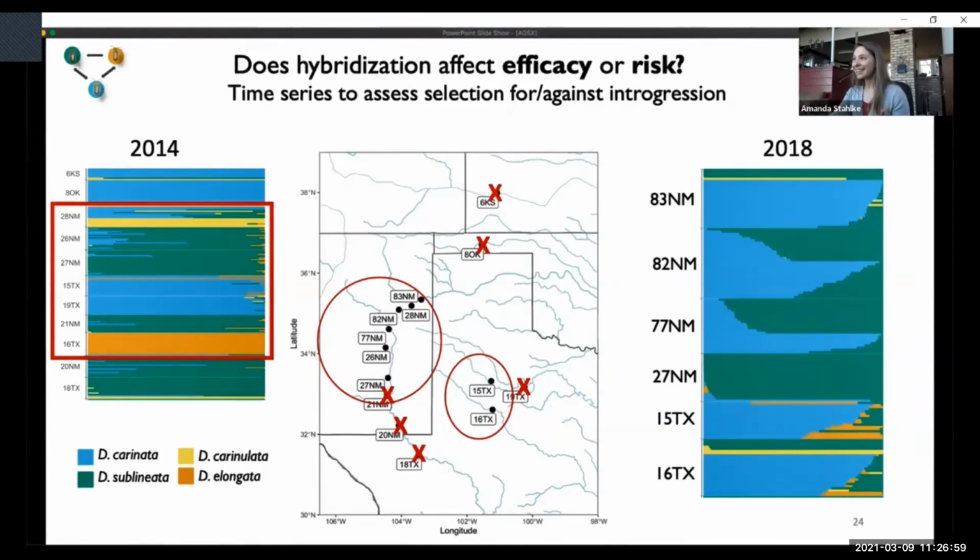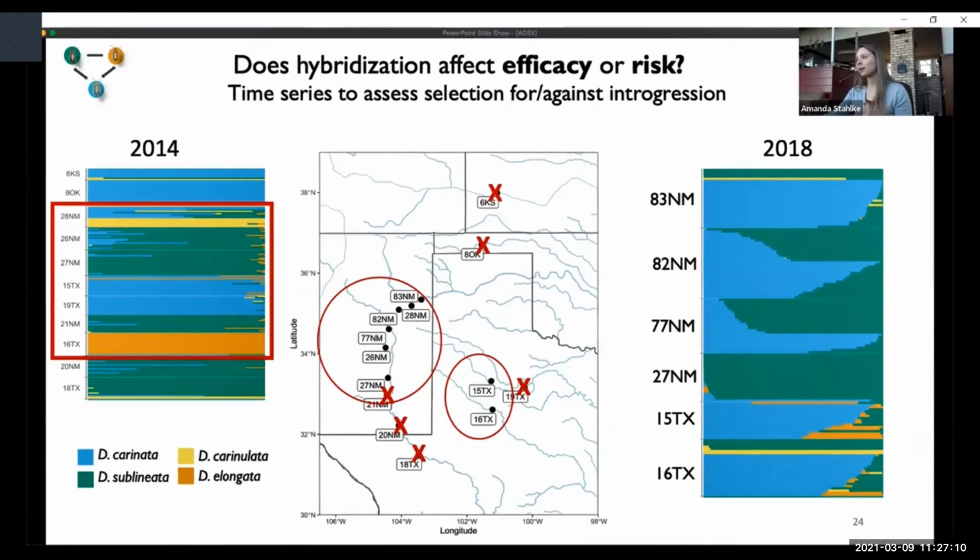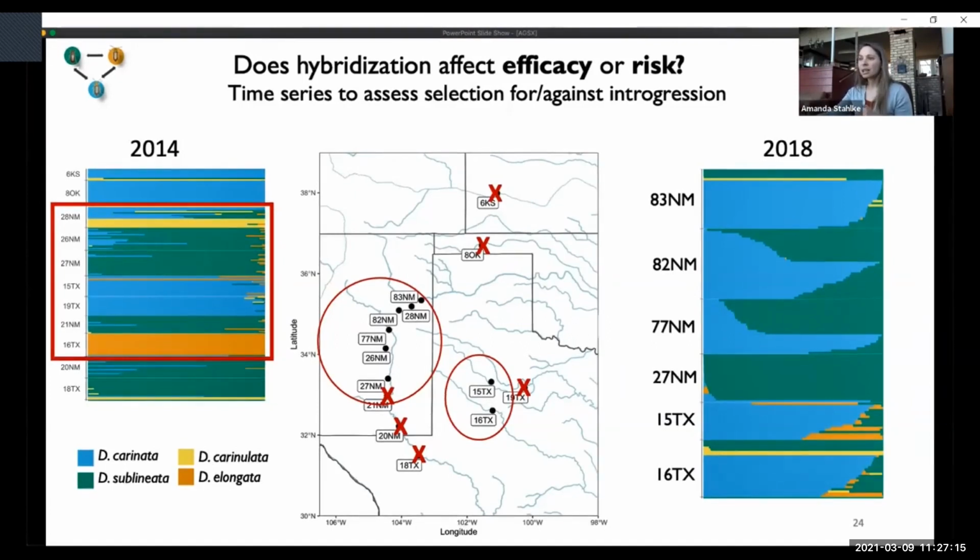So in 2018, what I want you to see is that there were a ton of these Carinata sublineata hybrids, and maybe a cline forming between Carinata and sublineata north to south. It's also striking that this elongata stronghold, 16 Texas here in the orange, largely disappeared in 2018 and was again largely Carinata with trispecific hybrids and even again surprising Carinulata far south.